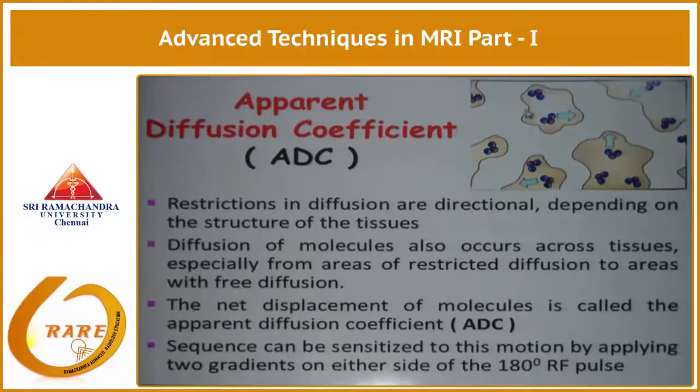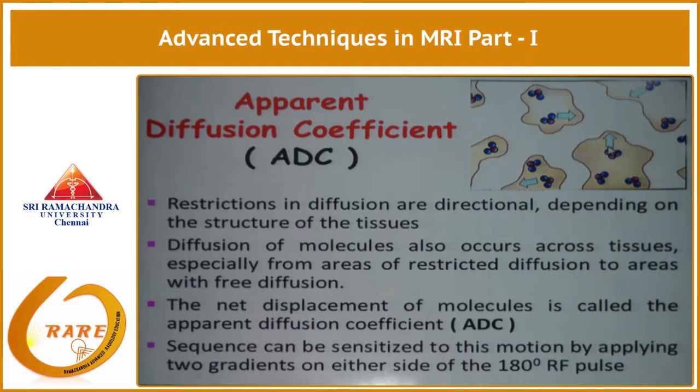And there's another terminology which we will be coming across in diffusion, which is ADC. What do you mean by ADC? Apparent diffusion coefficient. What it actually means is, I told you about restriction in diffusion. When you see this, here the restrictions are there. Can you see the arrow pointed here?